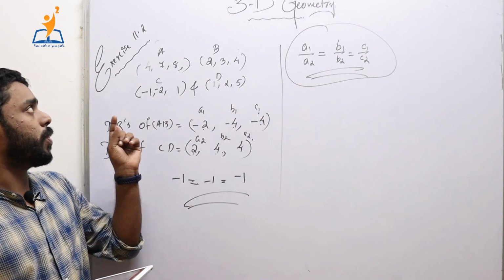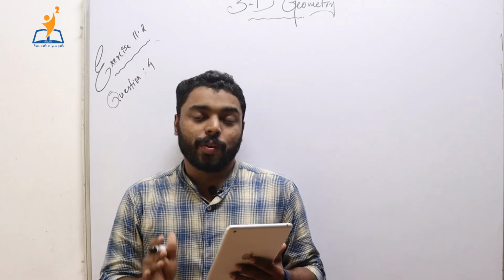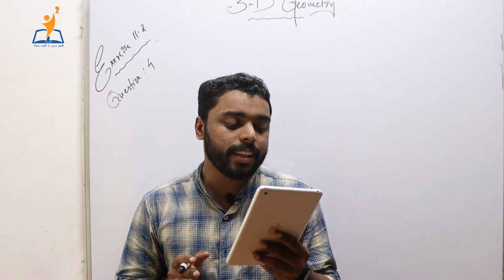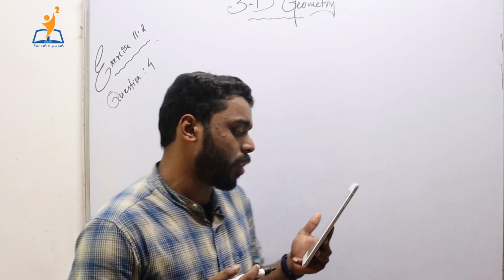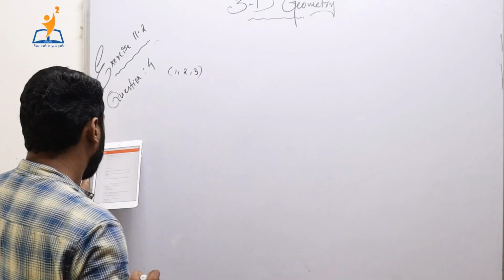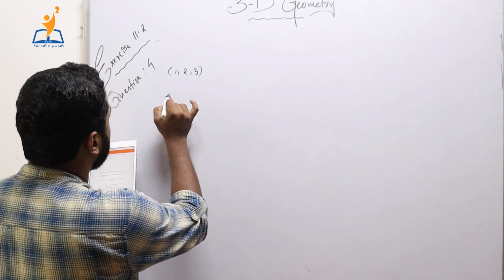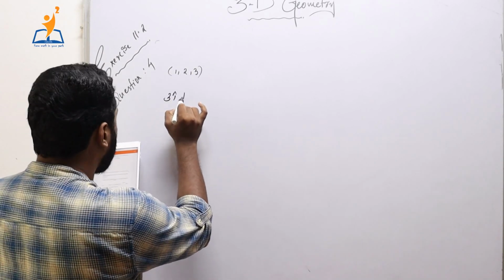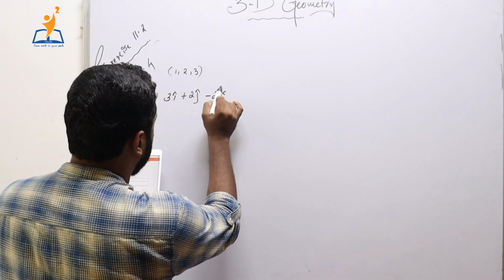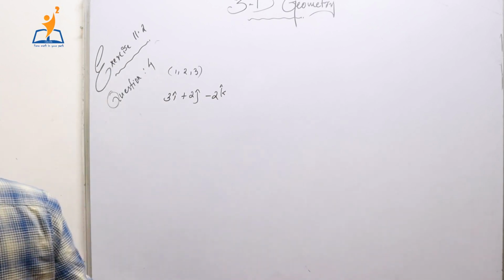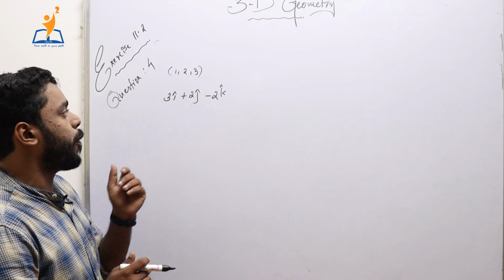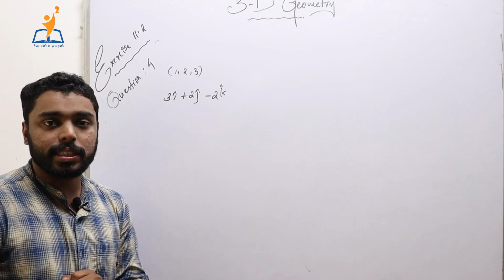Now we shall move to question number 4 of this session. Question number 4 is a very simple question. The question is to find the equation of the line which passes through the point 1, 2, 3 and is parallel to the vector 3i plus 2j minus 2k cap. So we have to find the equation of the line which passes through this point and is parallel to this vector.